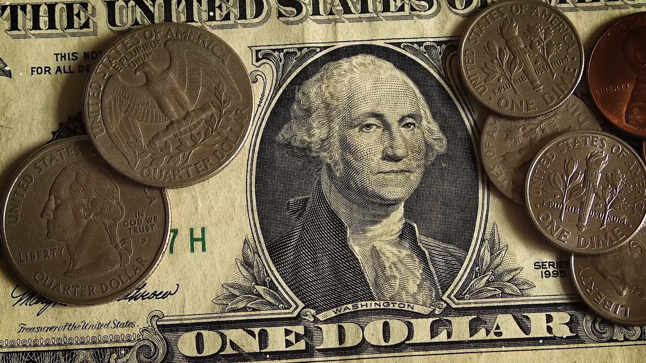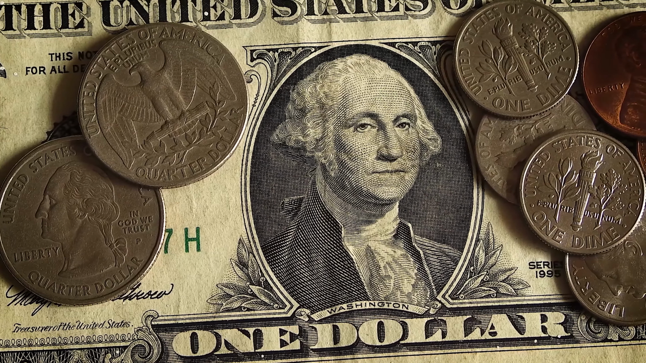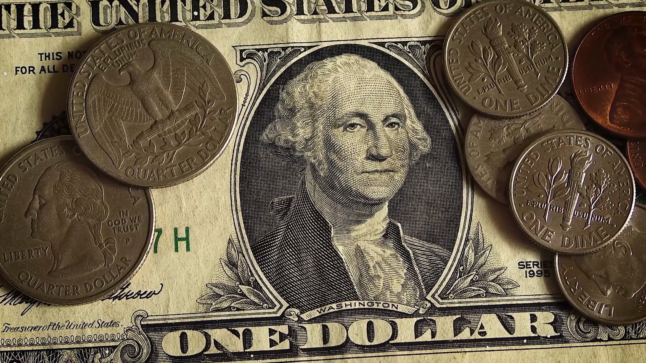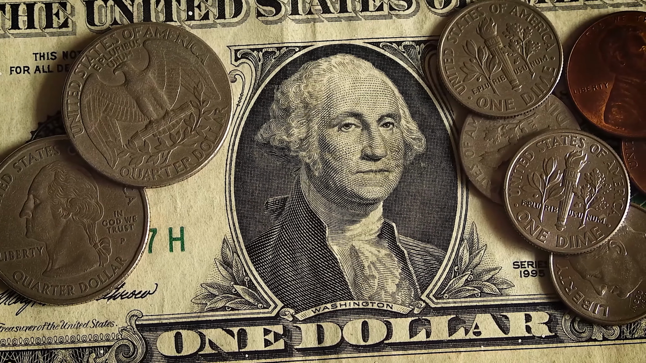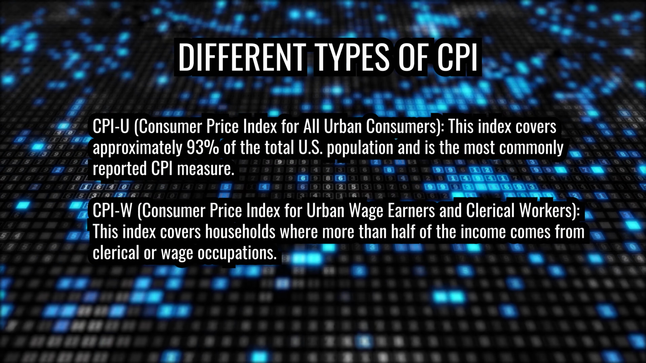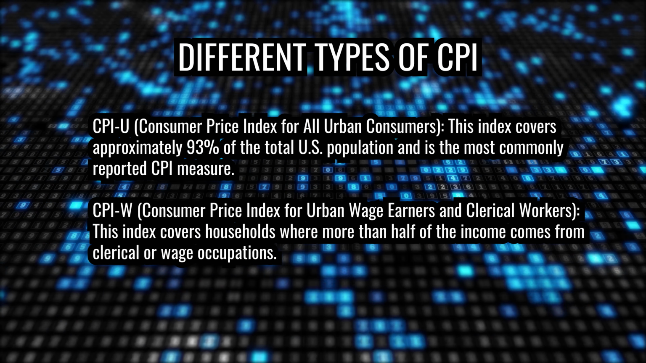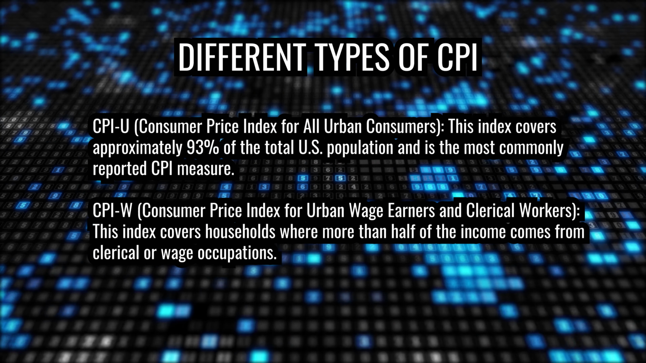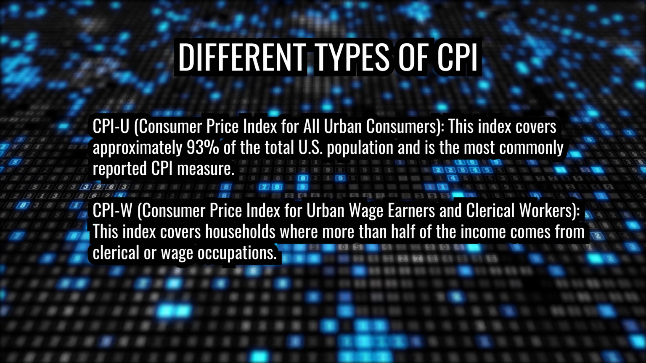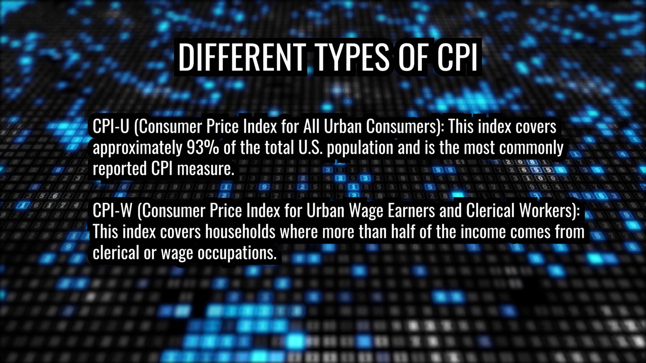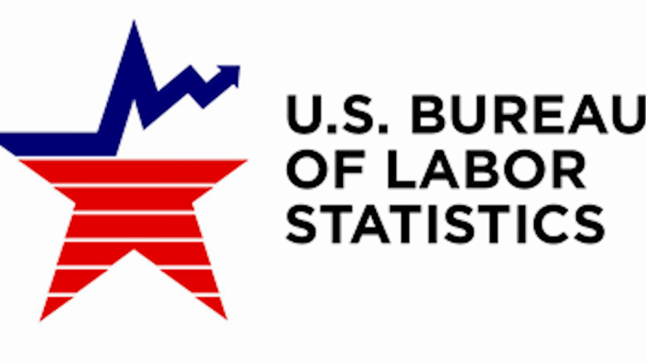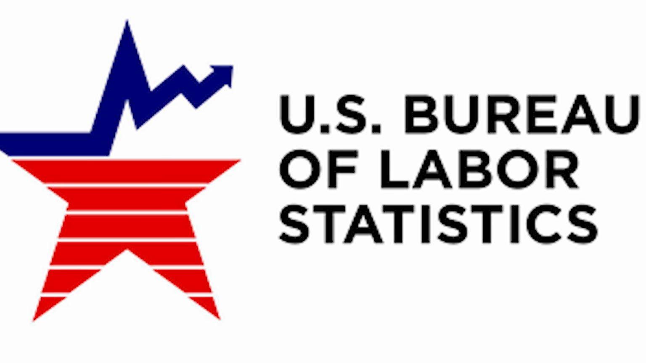There are different types of CPI, though, so this is where it does get confusing, because you'll hear somebody talk about CPI-U and CPI this and CPI that. So CPI-U is the Consumer Price Index for all urban consumers. That's about 93% of the total population. When they say urban, they don't just mean the cities. The CPI-W is the Consumer Price Index for urban wage earners and clerical workers. This is all coming from the Bureau of Labor and Statistics, the BLS.